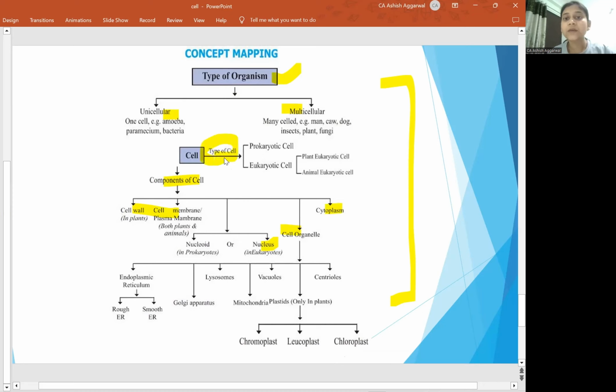Two types of cells are present: eukaryotic and prokaryotic. Eukaryotic means a true nucleus is present, but in prokaryotic cells the nucleus is there but is not surrounded by a well-defined membrane, as in bacteria. Plant and animal cells are both eukaryotic types of cells. There are other differences also, but here I have discussed only the basic concept.